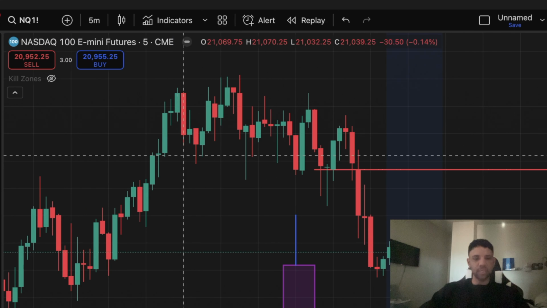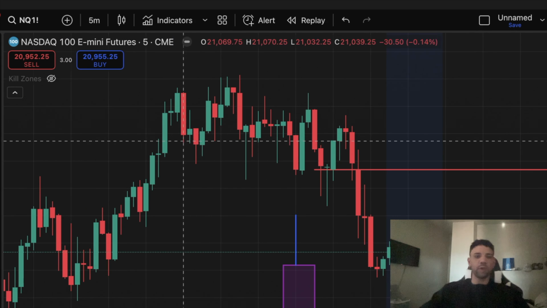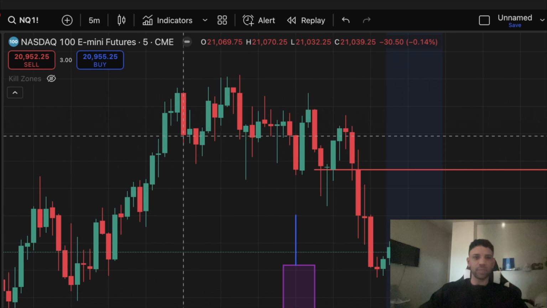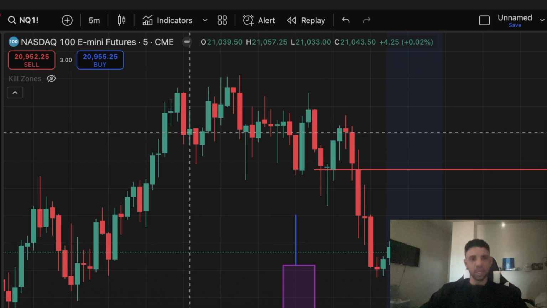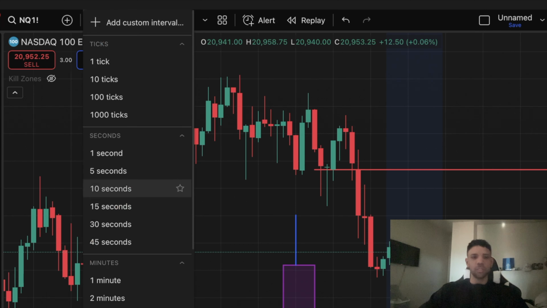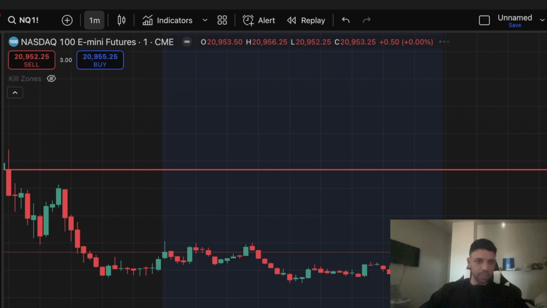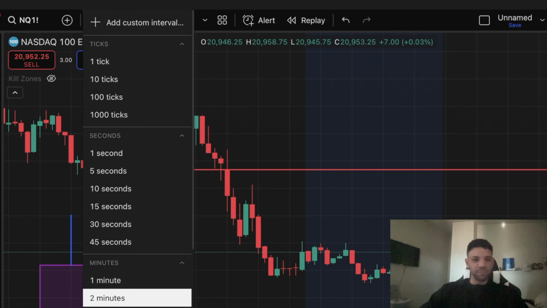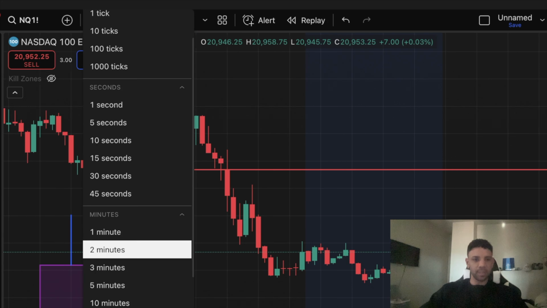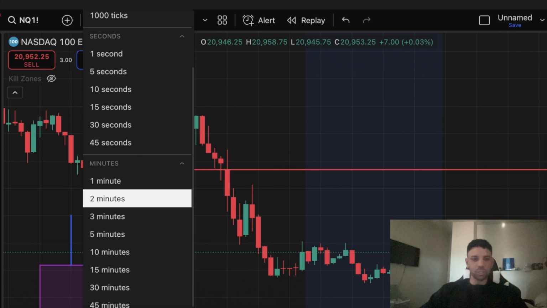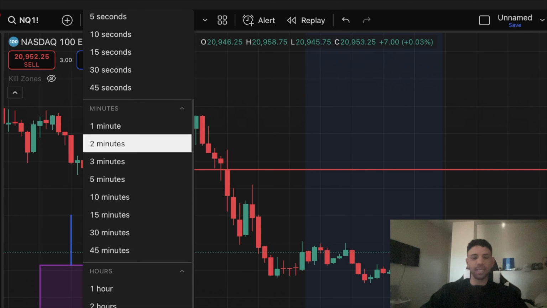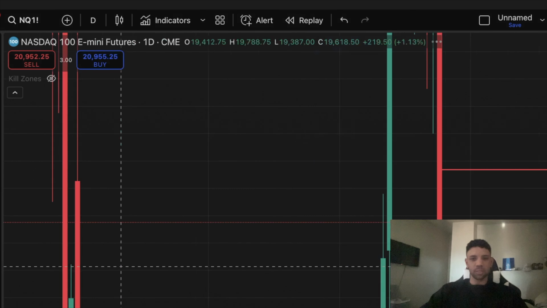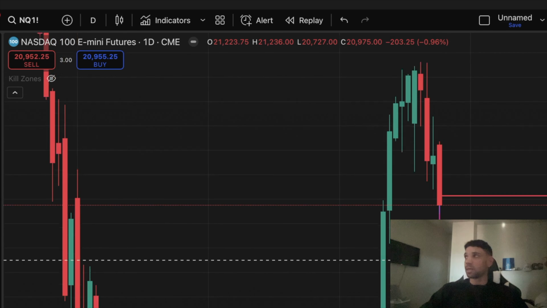So each one of these candlesticks is where price went and what price did in the past 5 minutes. And then when that 5 minutes is up, it closes and then another candle appears. So you have your 5-minute, you have your 1 minute, you have your 2 minute, you have your 10-minute, 15, 30-minute, 45, 1 hour, 2 hour, 3 hour, 4 hour, daily candles, weekly candles, and as you can see, they just get bigger and larger.